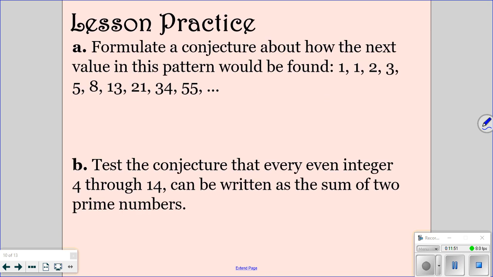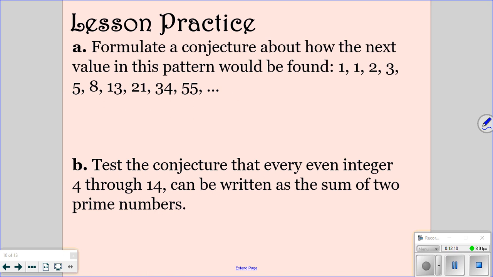So let's look at some practice problems. Y'all try these by yourself and then unpause the video and I'll go over them for you. So we want to formulate a conjecture about how the next value in the pattern would be found. Some of y'all may already know this one. This is called the Fibonacci sequence.